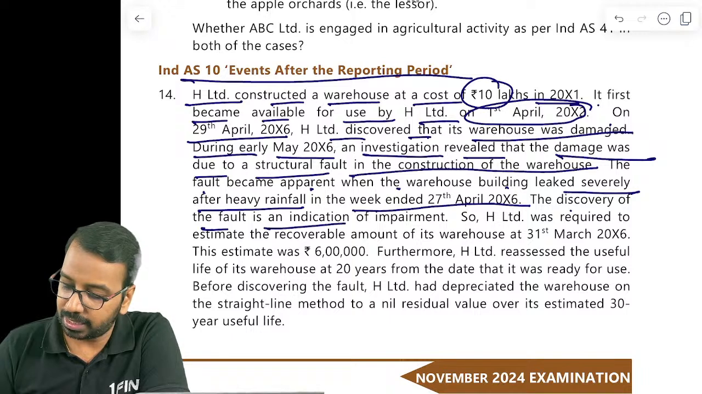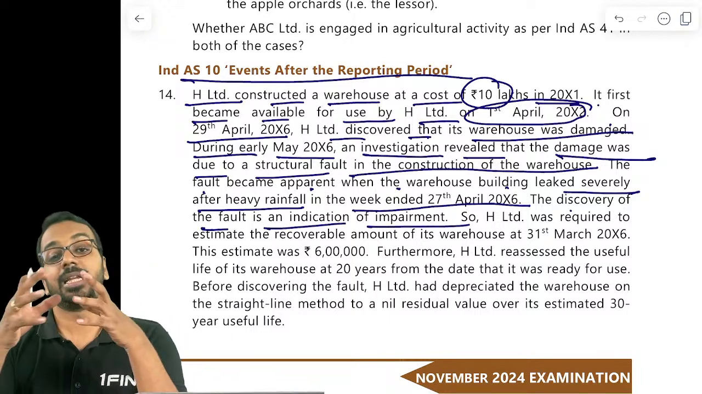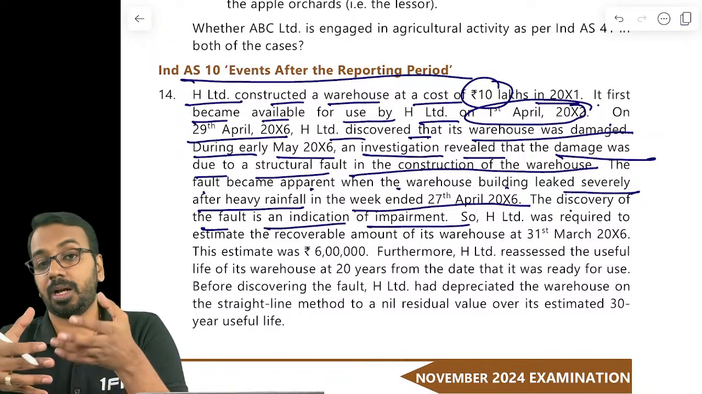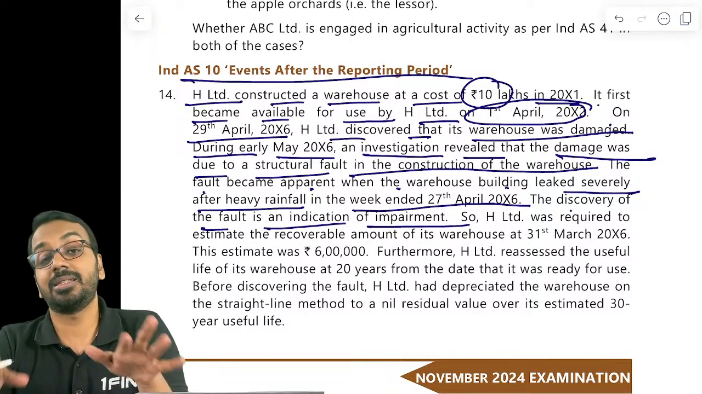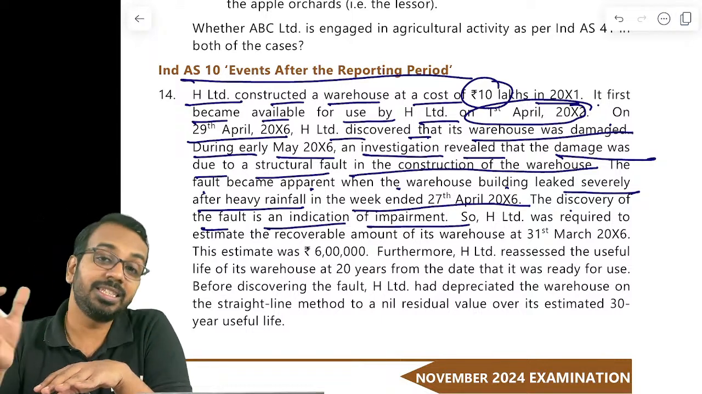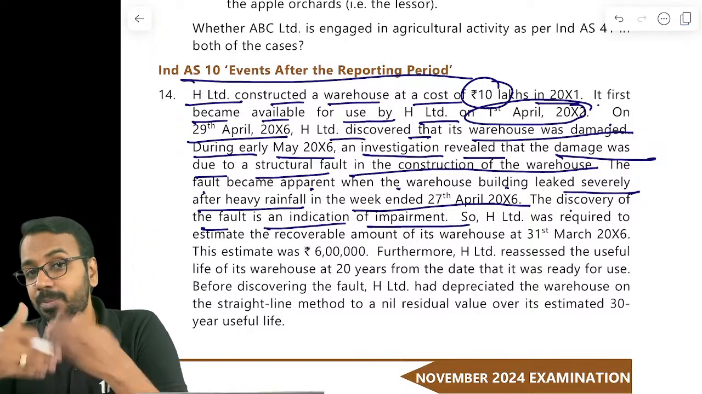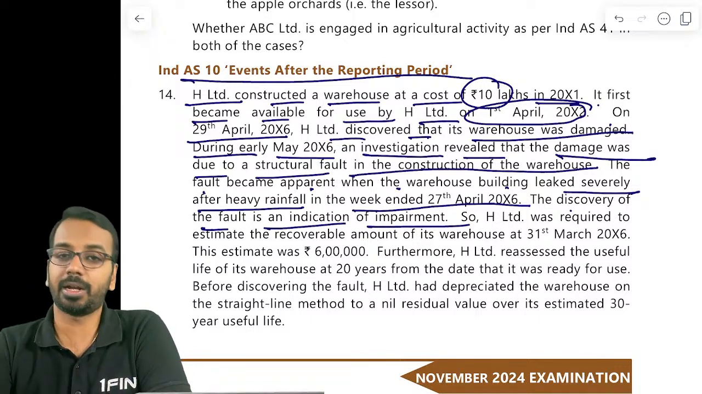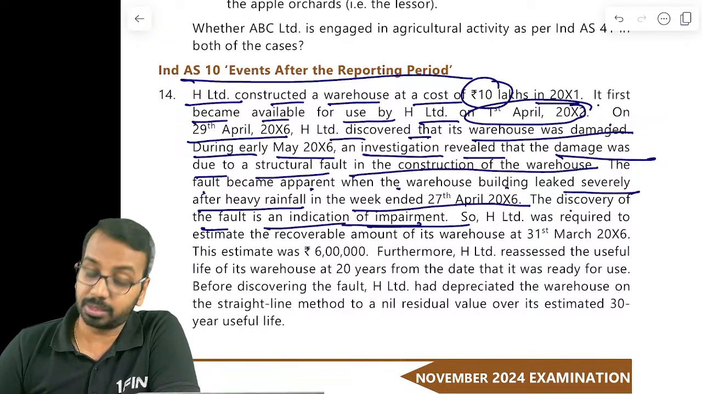Discovery of the fault is an indication of impairment. So now what happened? We constructed a building or a warehouse. Now that warehouse was under operation, and over a period of time, because of heavy rains, it started leaking. Then we realized that there is a structural fault. Means there is a condition which existed previously which we were not aware of, and subsequently this resulted in the warehouse leaking, and because of which it is an impairment issue as well.